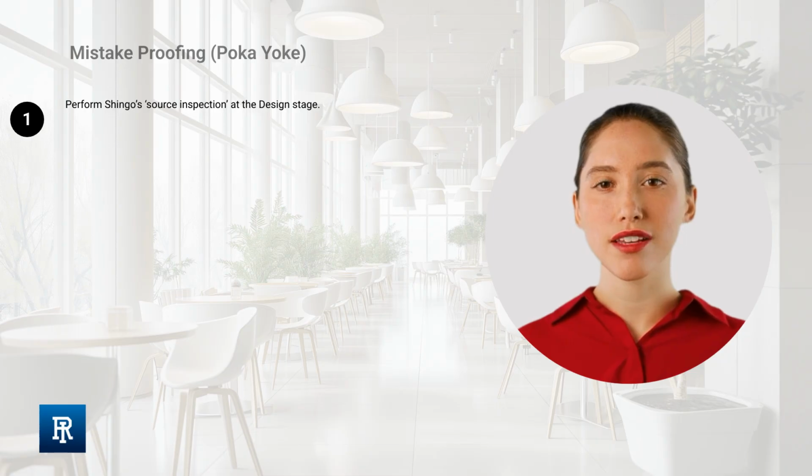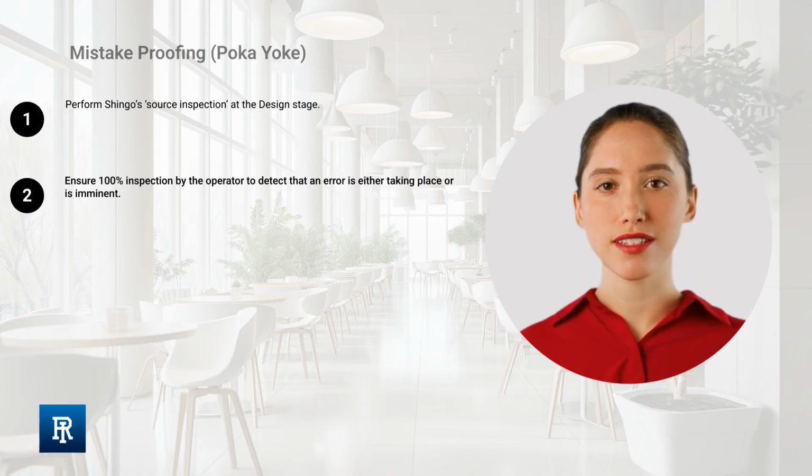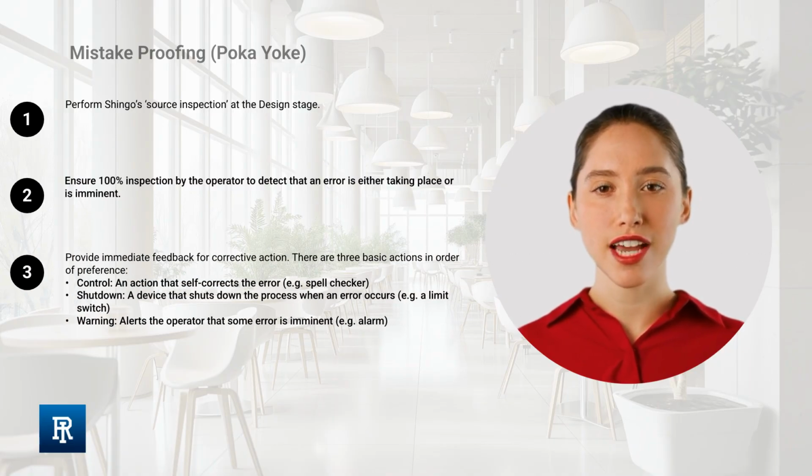For example, there may be some limit switches that provide some degree of regulatory control to stop the machine automatically. Ensure 100% inspection by the operator to detect that an error is either taking place or is imminent. Provide immediate feedback for corrective action.